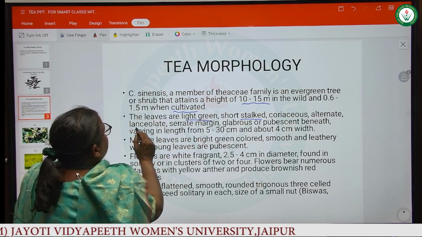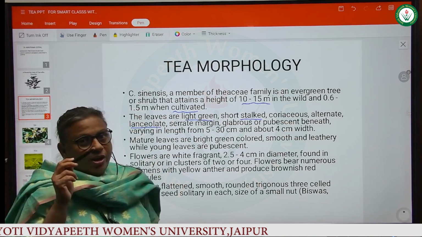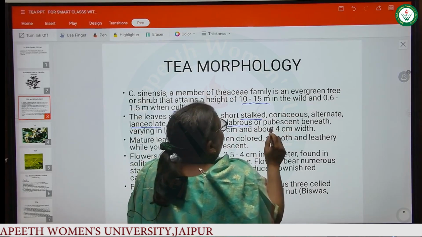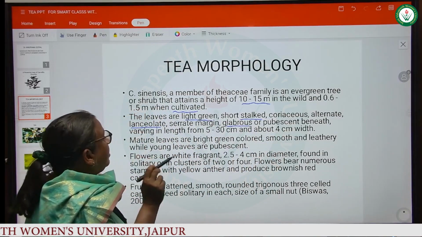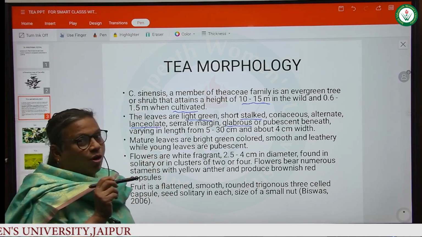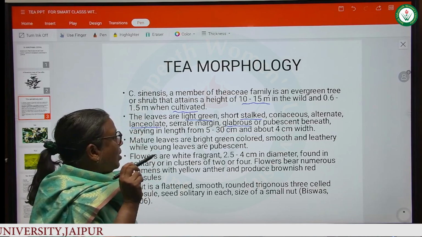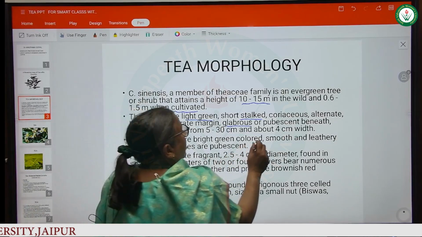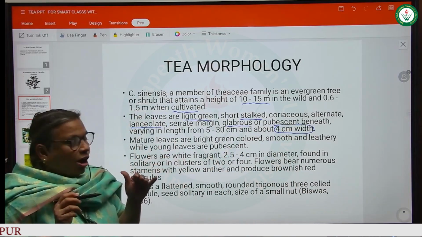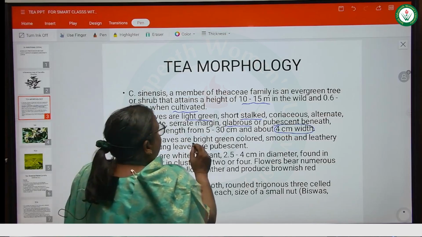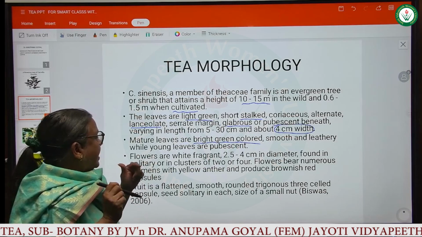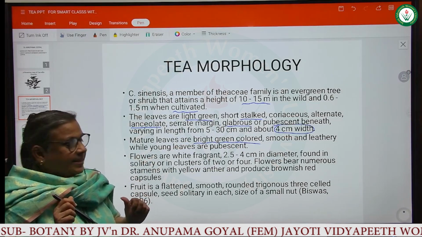The leaves are lanceolate, with a serrate margin. The leaves are glabrous, or they have pubescence beneath, varying in length from 5 cm to 30 cm and about 4 cm in width. Mature leaves of tea are bright green, smooth and leathery, while young leaves are pubescent.